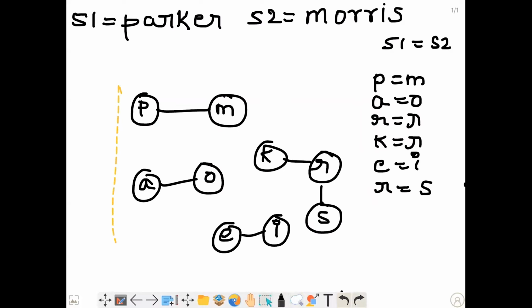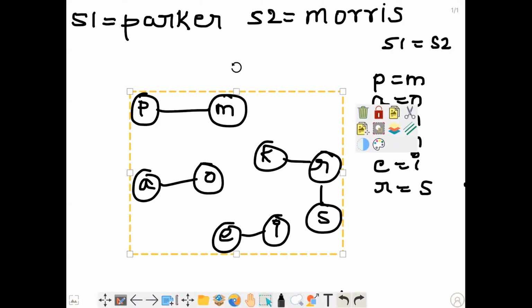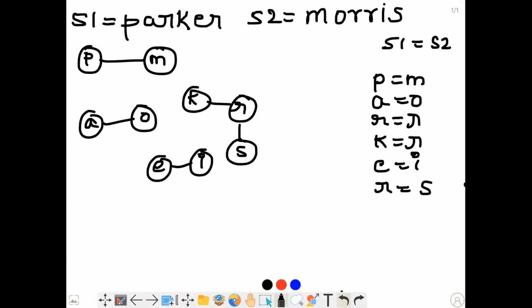Okay. Now let me make this graph smaller. And what is the base string given? The base string given is parser. Let me write it over here. Now, what is the lexicographically smallest string equivalent to the base string? We have to find that. So for that, we iterate over the base string. So firstly, we have P. P belongs to this component. In this component, we have to find the smallest character. So the smallest is M. So we write M here.